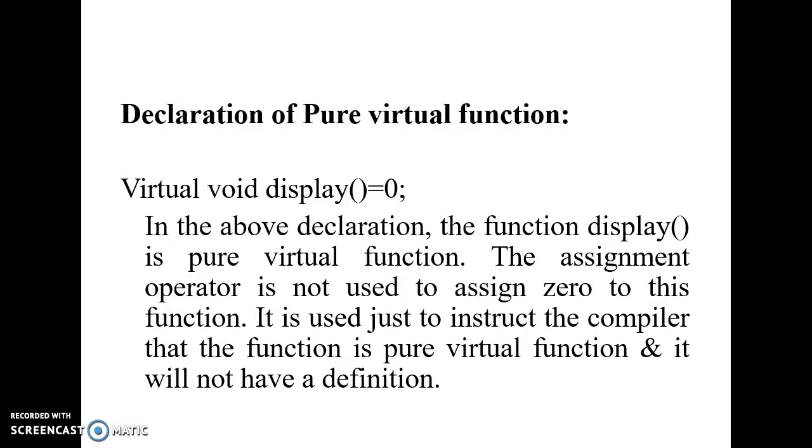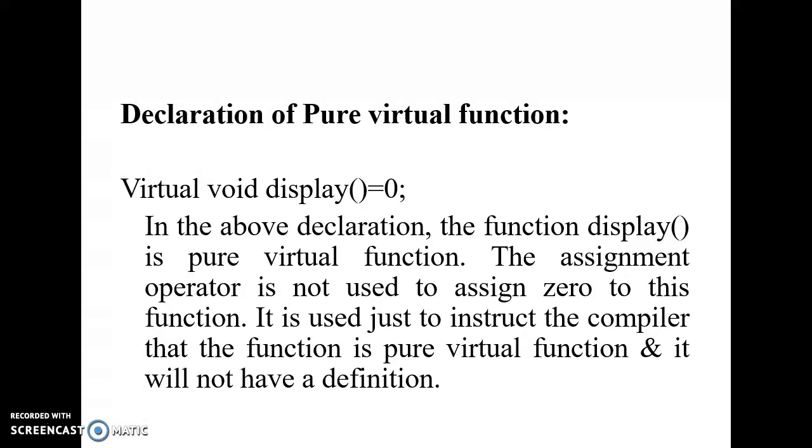Declaration of pure virtual function. Virtual keyword, void return type, display function equal to 0. This is the declaration of a pure virtual function. In the above declaration, the function display is a pure virtual function. The assignment operator is not used to assign 0 to this function.